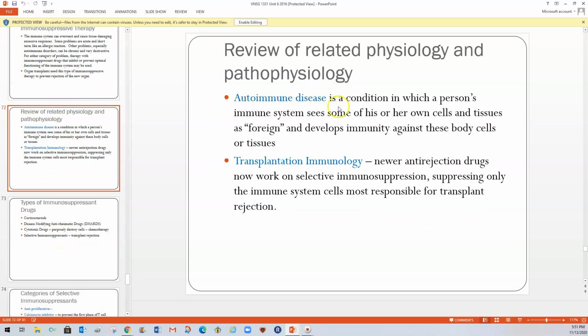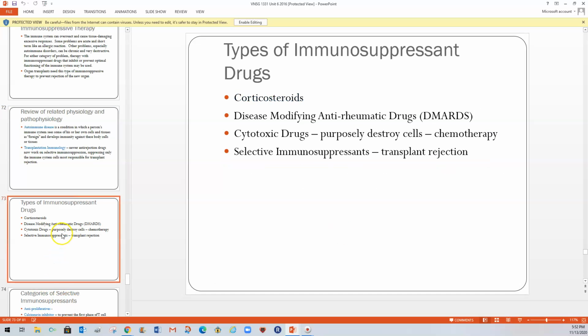Autoimmune disease is a condition in which a person's immune system sees some of his or her own cells as foreign and develops an immunity. So if you develop an autoimmune disease, your body attacks its own well body. Transplantation immunology: newer anti-rejection drugs are now being used to help these transplant patients. Corticosteroids are an immunosuppressant drug. DMARDs, we talked about that when we talked about arthritis.